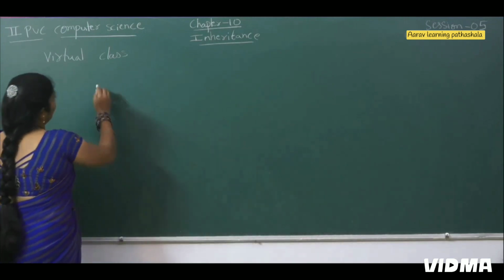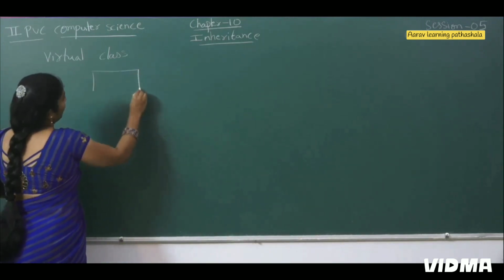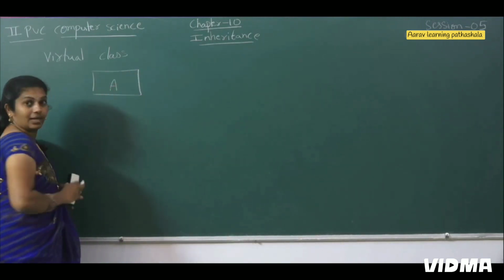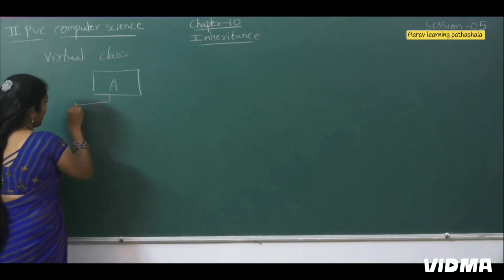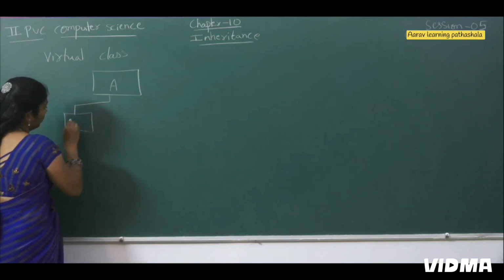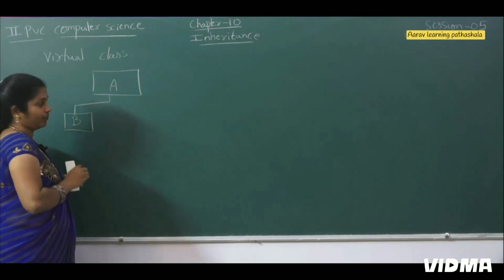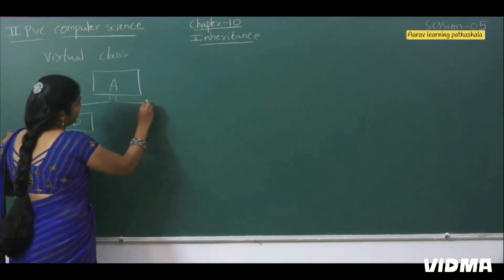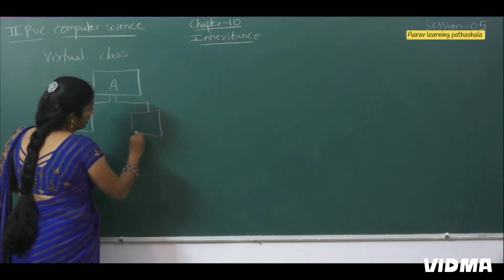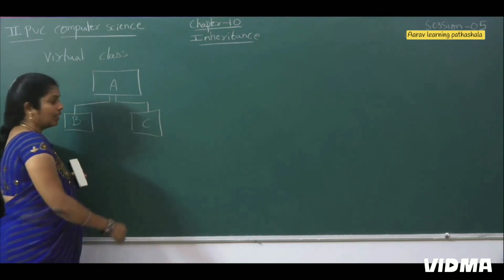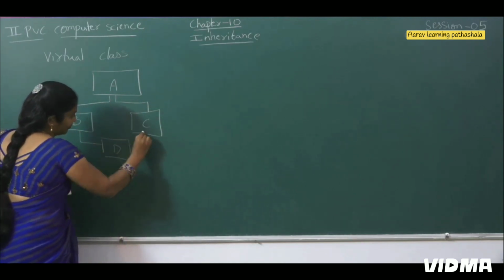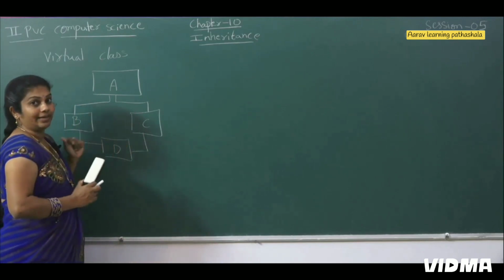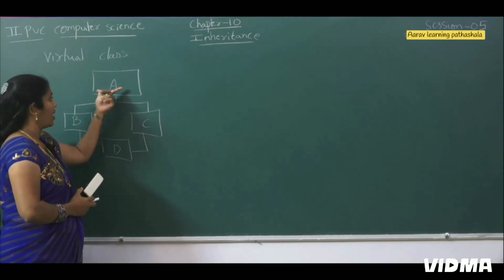For example, consider we have a base class A. From this base class, we have derived one more class, B. From the same base class, we are creating one more derived class, called C. From this, one more derived class we are creating, D. Here in total there are 3 derived classes and only one base class.